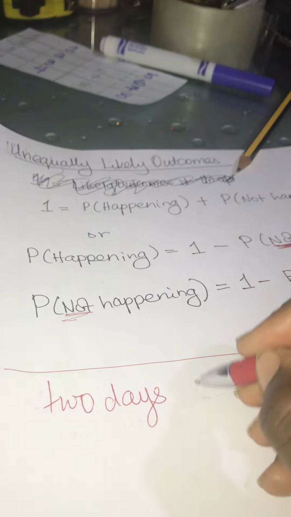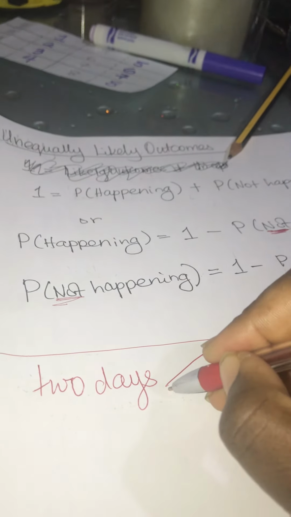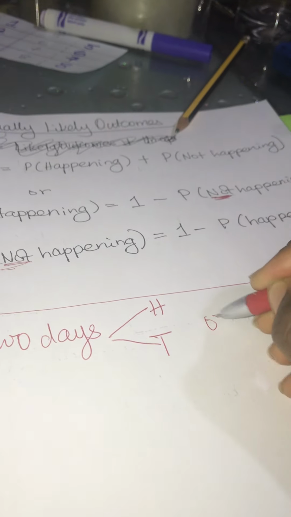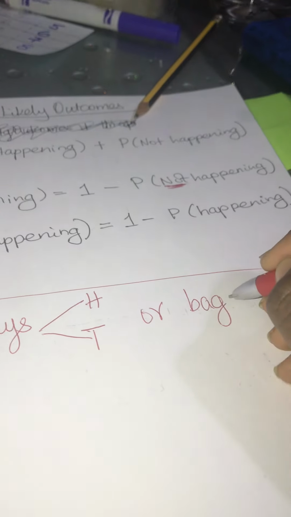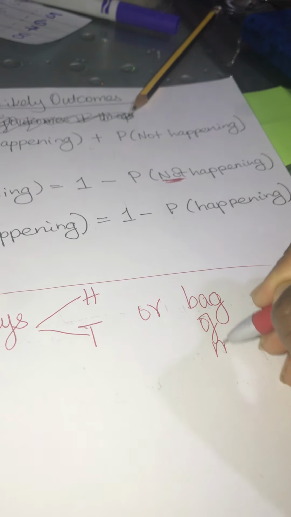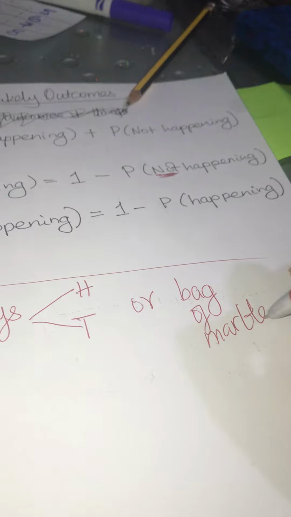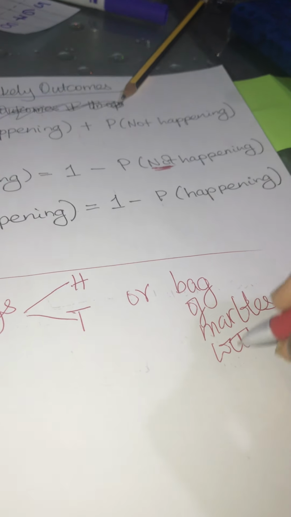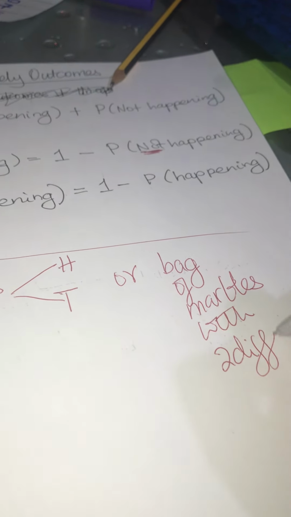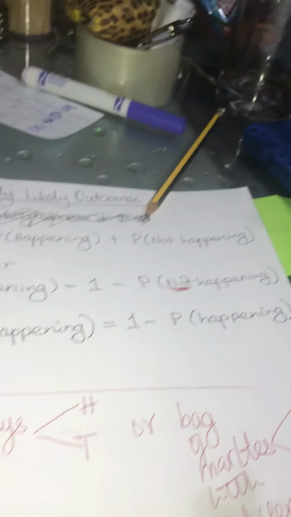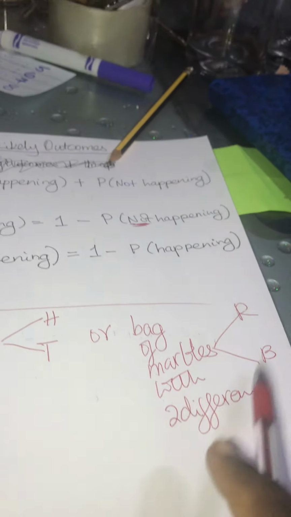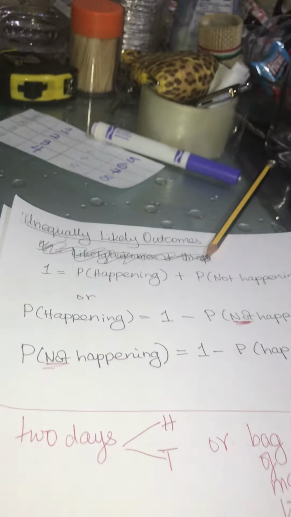I can use a coin with head or tail, or a bag of marbles with 2 different colors. And here they used red and blue. So 2 different colors, red or blue. You decide what is easy. So they chose red and blue, okay?